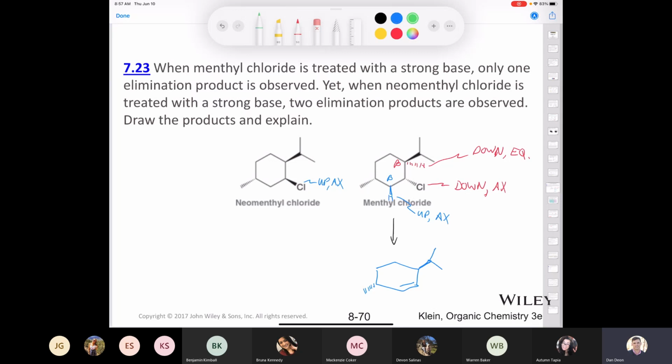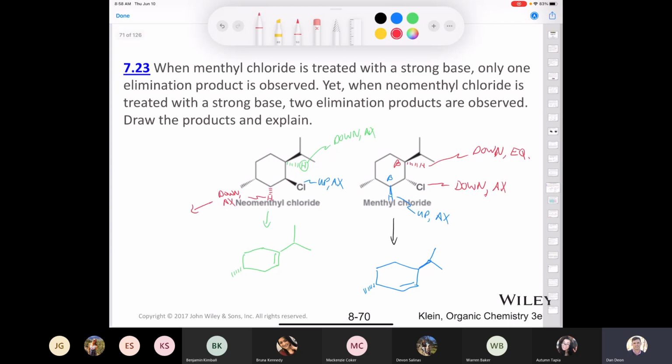If you take a look at this proton that I'm writing in green here, it is down and axial. So that means I could form a double bond here, which would give me this product. Let's draw it out. It would look like this. I have a double bond here. I didn't do anything with this methyl group. Now this is an sp2 hybridized carbon, so there's no stereocenter here. I could also pull off this proton that's pointing down, couldn't I? Because it's down and axial, just like the one in green, but it's going to produce a regioisomer where I form a double bond here.